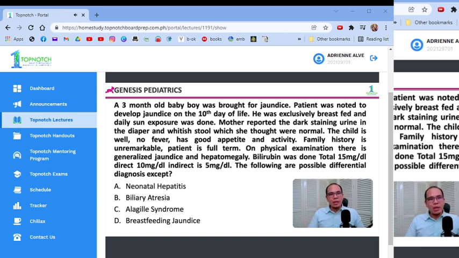So, you have to work up this patient. And then, binasa mo pa yung case, nakita mo meron siyang dark urine and alcoholic stools. Automatic. Dapat at this point, sure ka na hindi to physiologic jaundice. Okay? The child is well, no fever, good appetite and activity, unremarkable history, full term siya. On PE, there's generalized jaundice and hepatomegaly. So at this point, wala nang question.